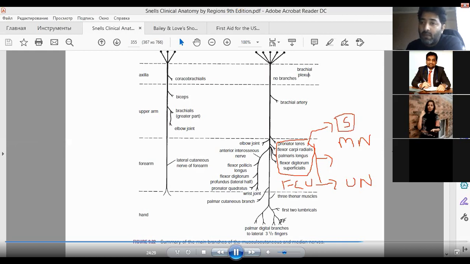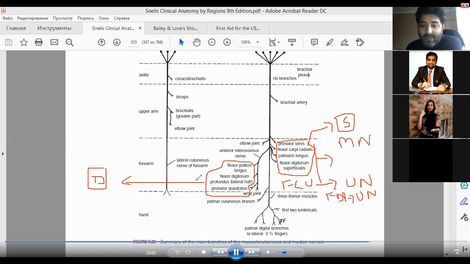All these five muscles you will consider in the superficial group. And these three, flexor pollicis longus, flexor digitorum profundus, and pronator quadratus, you are going to consider as deep muscles. Please remember here, the medial part of flexor digitorum profundus is also going to be innervated by the ulnar nerve.